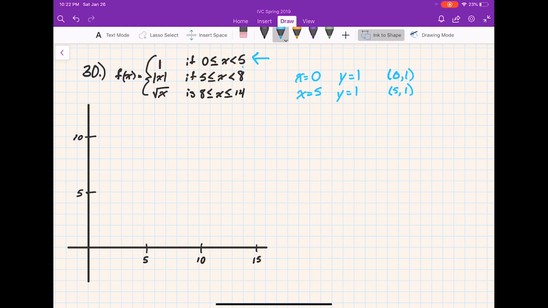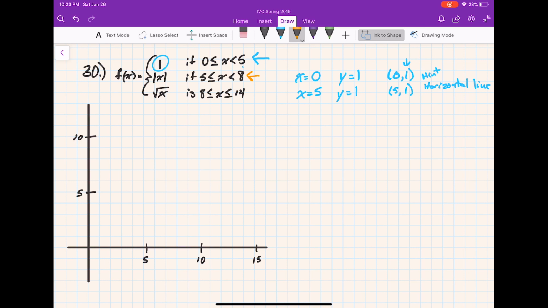Now, little hint here. This 1 is the same in both ordered pairs. This is 1, so this is going to be a horizontal line at 1, just so you know. So, anyway, let's look at this guy.